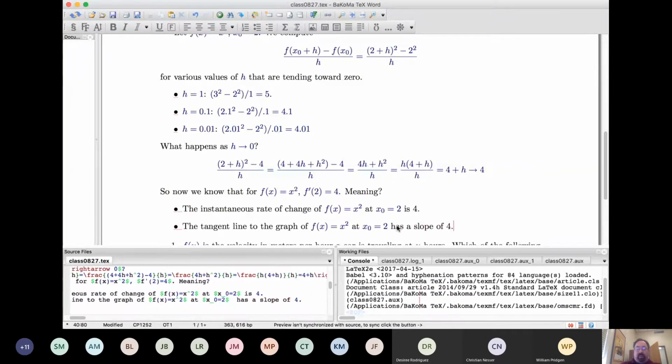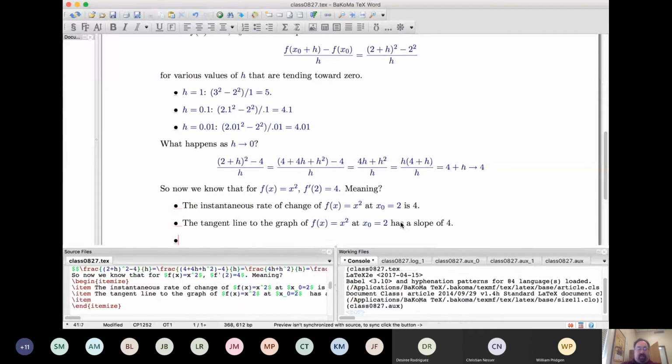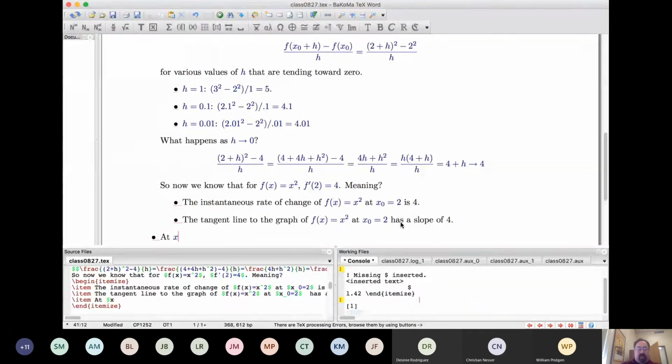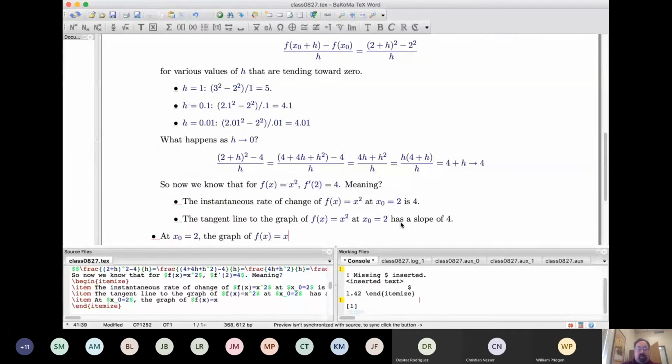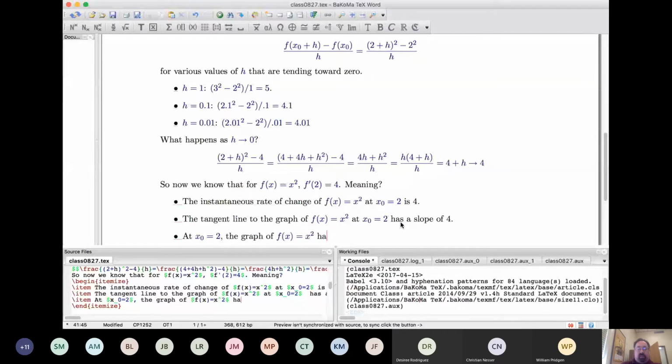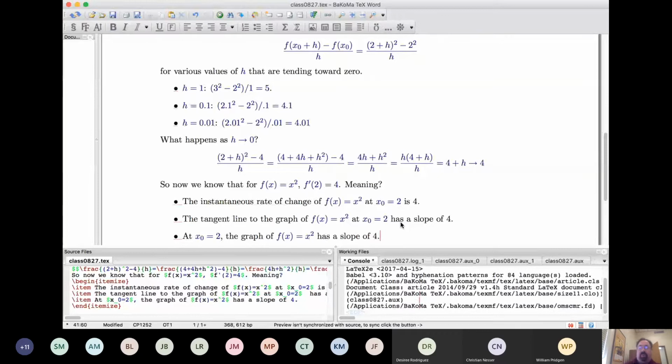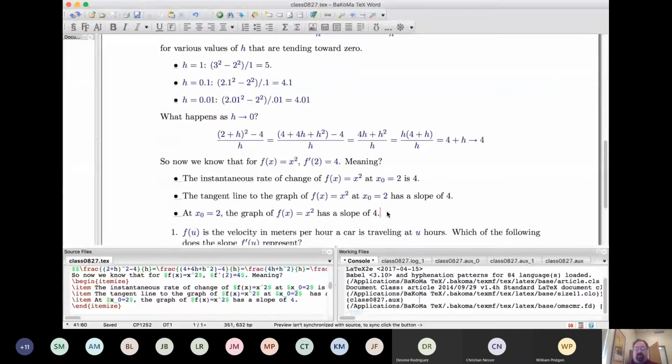All right, so the instantaneous rate of change of a function at a point is also the slope of a tangent line at that point, which also means that at this point, it has a slope of 4. Now, you know that f of x equals x squared, that is a parabola. That is its graph. So at different points, the curve has a different slope. But we know that at this point, this is the slope.